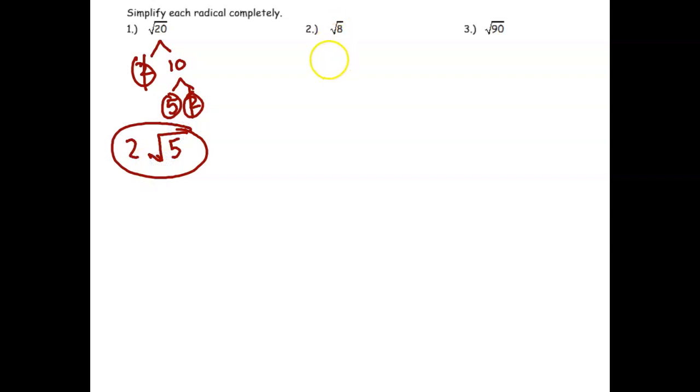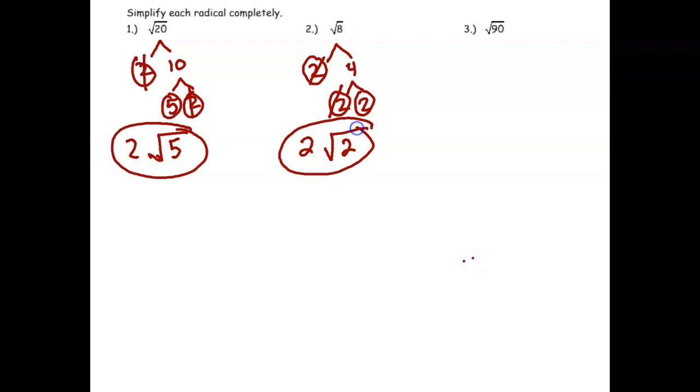Okay, square root of 8, we could say 2 times 4. Okay, 4 is 2 times 2. So again, we're looking for our pairs. I've got a pair of 2s here. 1, 2 gets pulled out, and then I've got 2 left over. Okay, and then on 90, let's do 2 and 45. And it doesn't matter what factors you start with.